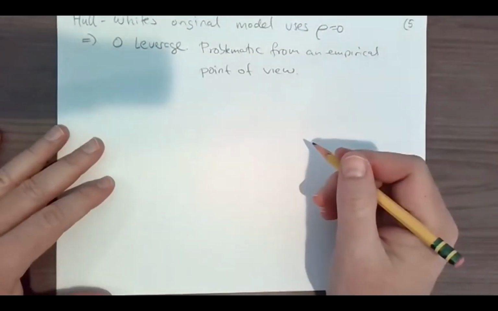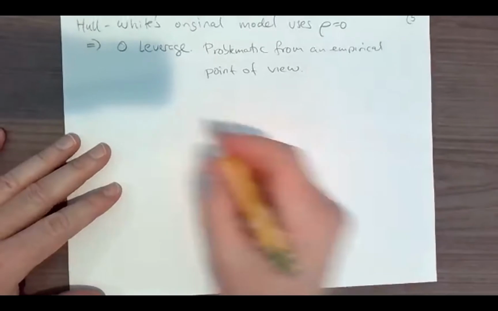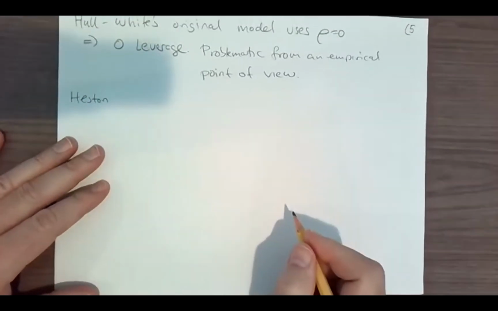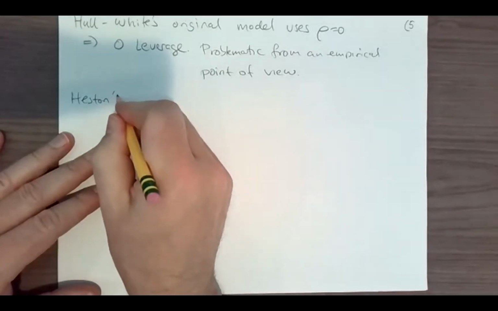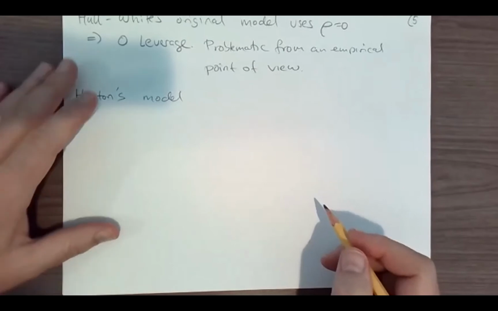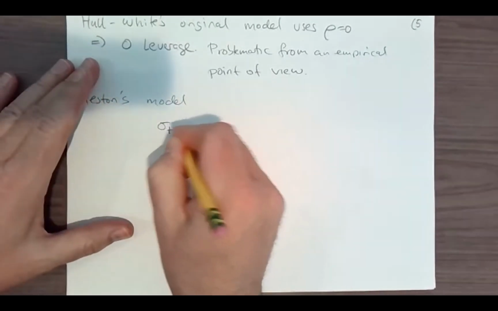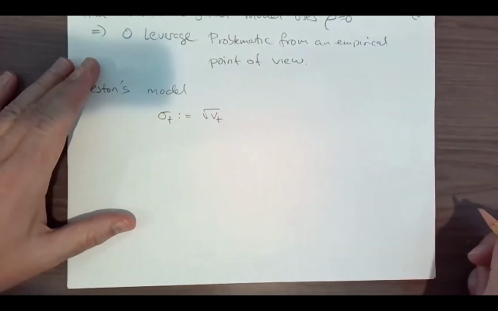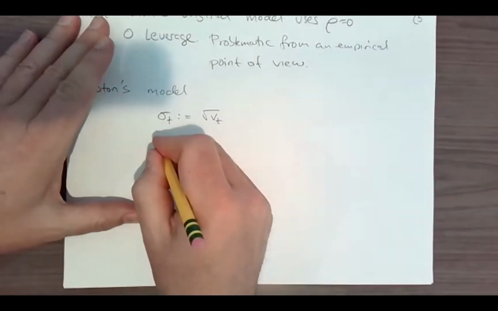So then let's move on to models that we're perhaps a bit more interested in. Heston's vol model, this is probably the most famous one. We talked a bit about it last time. Let me write it again. So in this model, sigma t is defined to be the square root of Vt. And Vt is this Feller process.